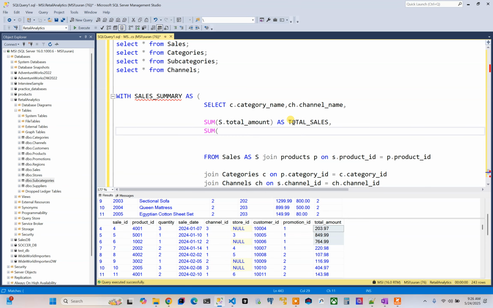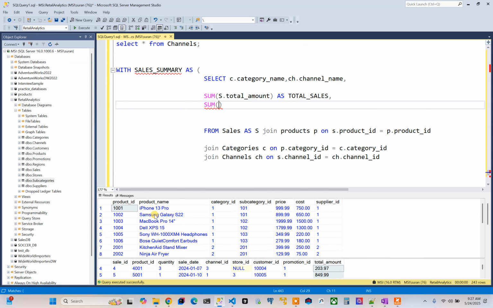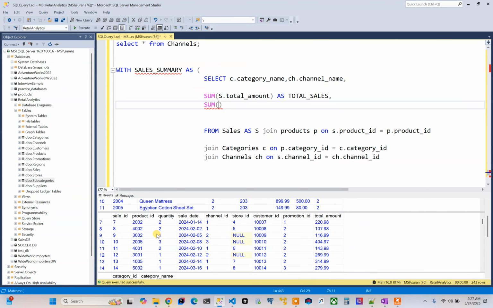Now we'll find the total cost. How do we get the total cost? In order to get the total cost, we need the number of units sold and the price per unit. From the product table you can get cost, and from the sales table you can get the quantity. Here you can see, s dot quantity multiplied by p dot cost. This will become my total cost.